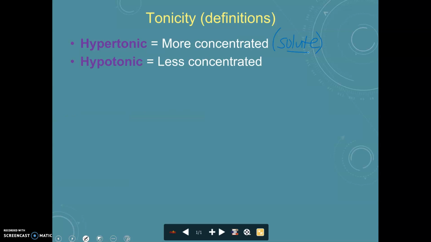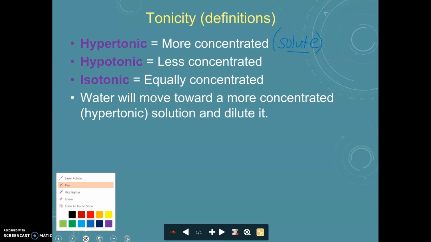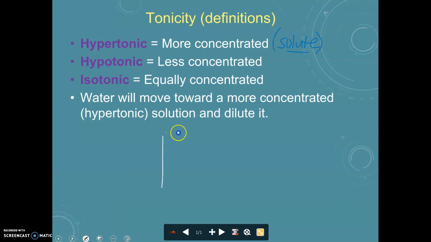Hypotonic means less concentrated, or less solute, and isotonic means equally concentrated, so equal amounts of solute. Water will always go towards the more concentrated, or hypertonic, solution and dilute it. Why? Well, remember, if we redraw our picture, which side is hypertonic?